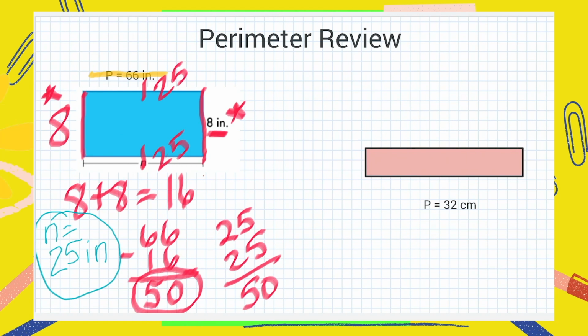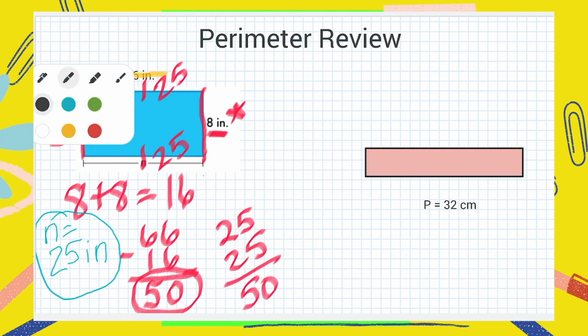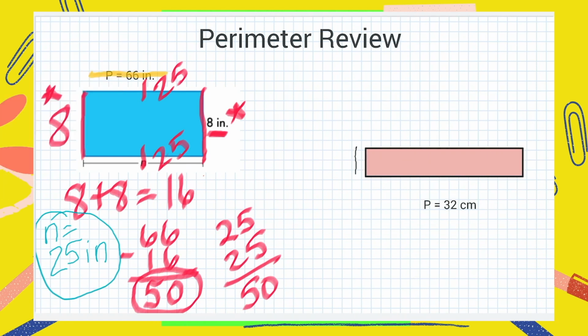Now, I'm going to give you a hint. The length of this side is 4 centimeters. So if this side is 4 centimeters, what do I also know? I know the corresponding side. So I have 4 centimeters and 4 centimeters. That gives me a total of 8 centimeters.